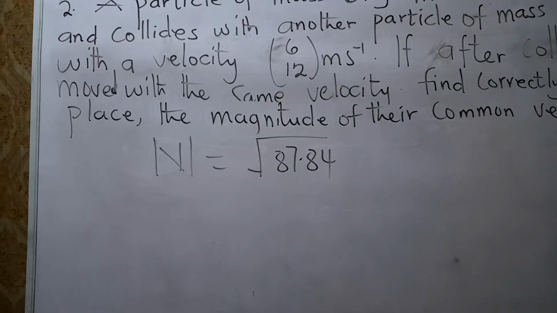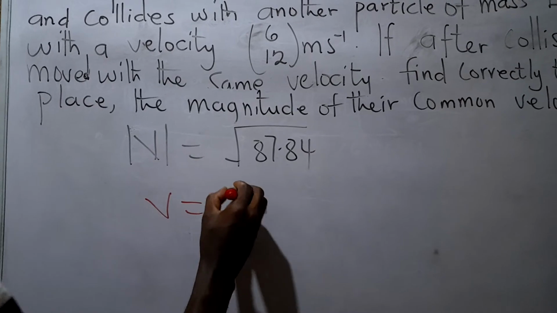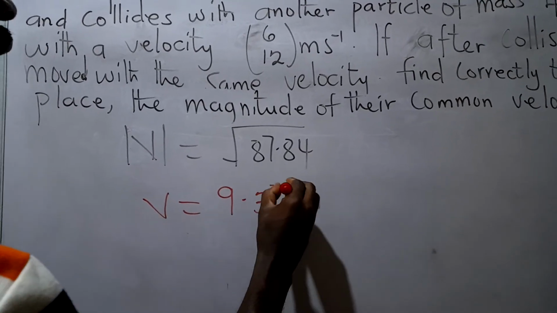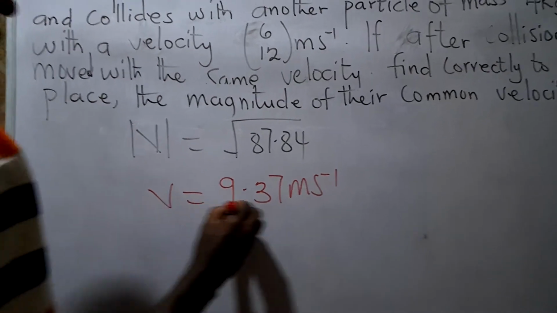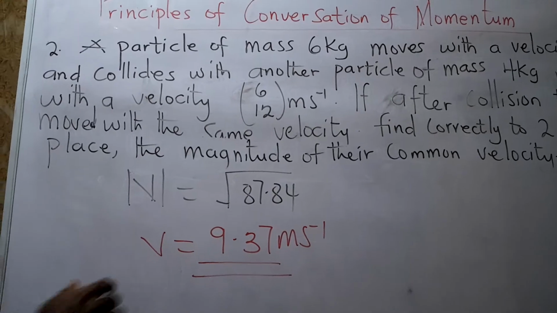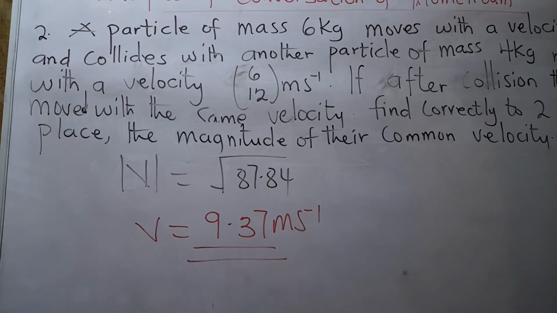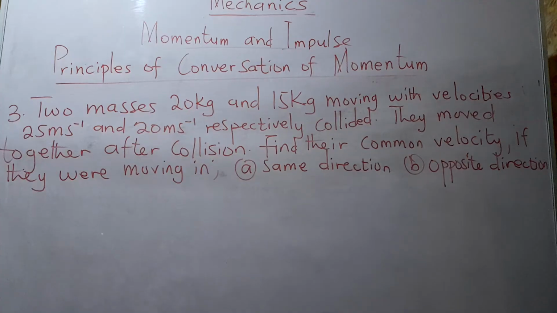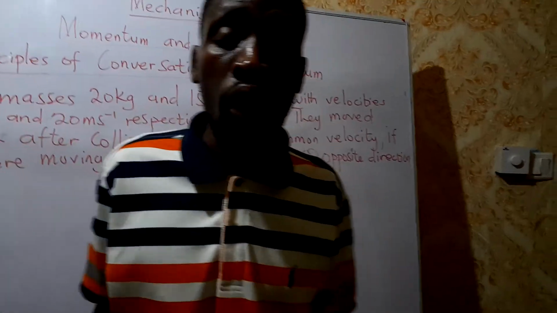So I will simplify this. We'll get the magnitude of velocity to be 9.37 meters per second, correct to 2 decimal places. I hope you understand. So the common velocity of the two particles is 9.37 meters per second. So let's solve our last question on the principles of conservation of momentum.